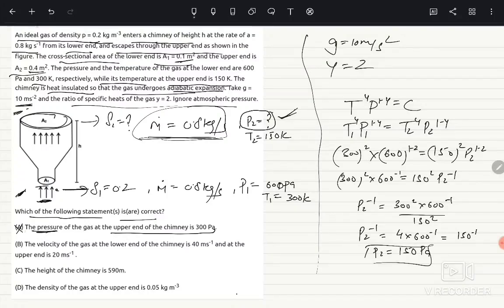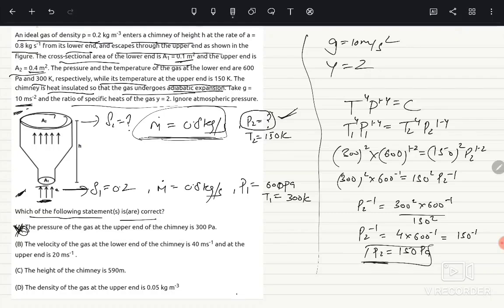So if we check the option, the first option is not correct. The pressure of the gas at the upper end of the chimney is given as 300 Pascal, but it comes out to be 150 Pascal. So this is not correct.